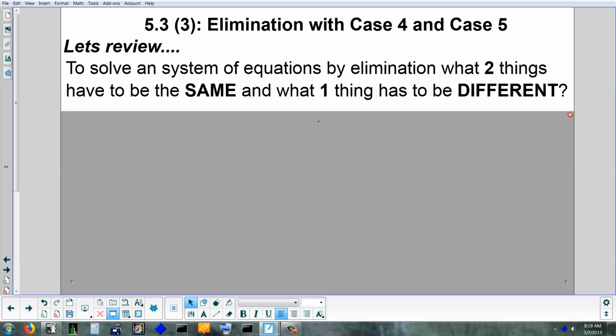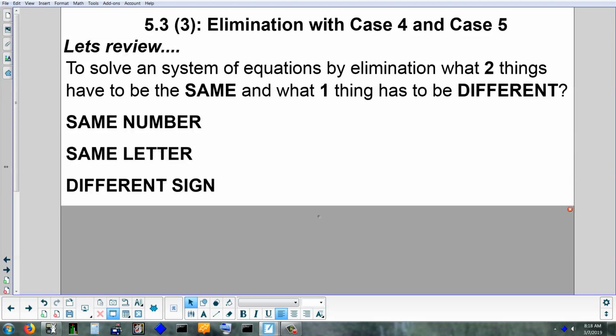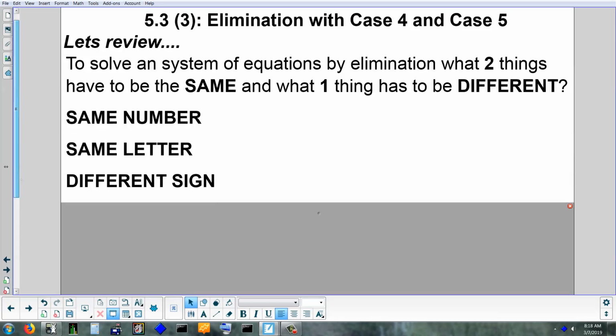Do we have to write down what case it is on the test? On the test, no, I'm not going to ask you what case it is. You're going to see the same template, but not the case number. All right. So same number, same letter, different sign.